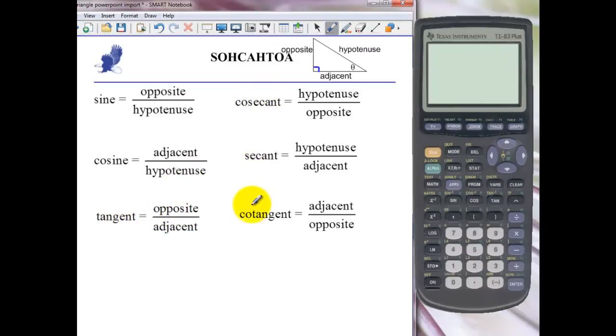The other three functions are reciprocal functions. So cosecant is the reciprocal of the sine, so we flip the ratio. Secant is the reciprocal of cosine, and cotangent is the reciprocal of tangent.